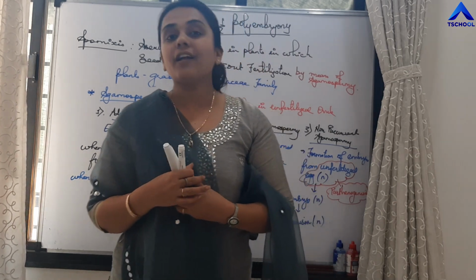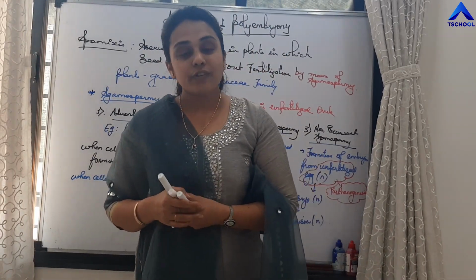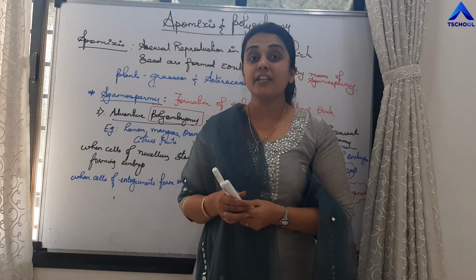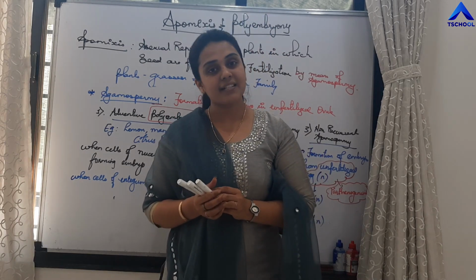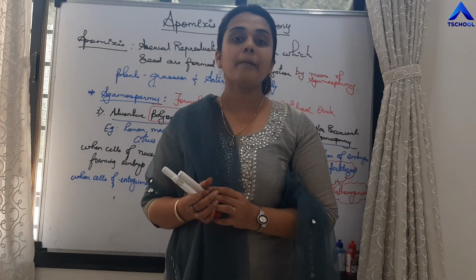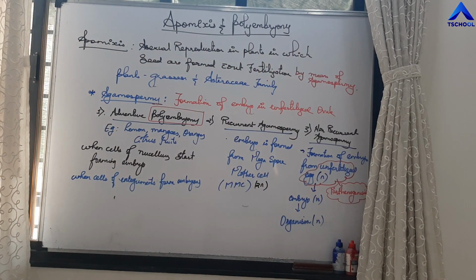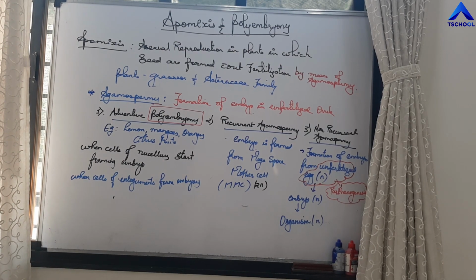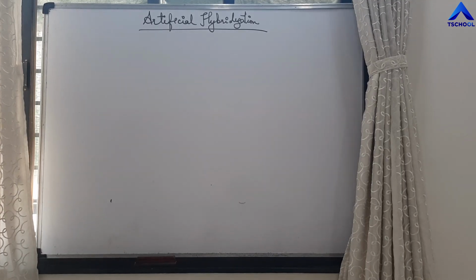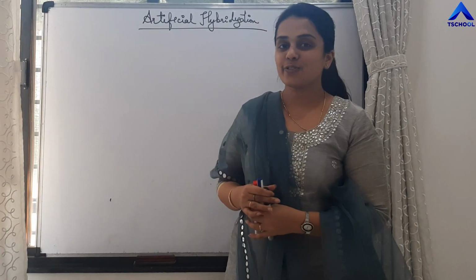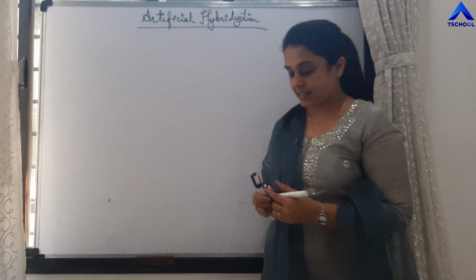Yes, students, so only one topic is left in this chapter, that is about the artificial hybridization. You will study about this in detail in your plant breeding program in chapter 9. But we will take a look about the techniques of artificial hybridization, that is emasculation and bagging techniques. Yes, students, our next and the last topic of this chapter is artificial hybridization.